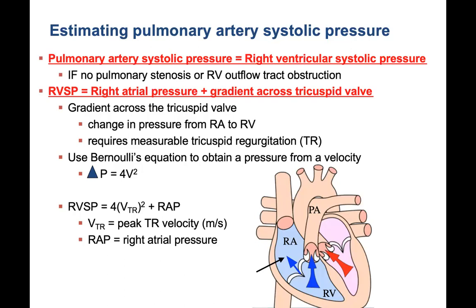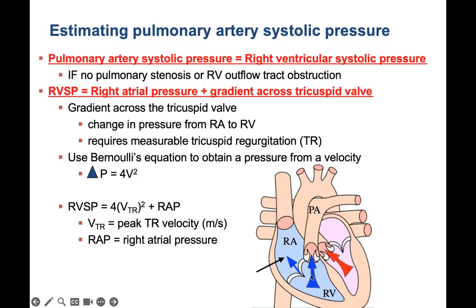This, of course, is assuming there's no pulmonary stenosis or RV outflow tract obstruction. So how do we then calculate the RVSP, or the right ventricular systolic pressure? Well, the RVSP is going to be equal to the right atrial pressure, so the pressure in this chamber, plus the gradient, or the change in pressure, across the right atrium and the right ventricle. We're going to get this gradient across the tricuspid valve. This is going to be, again, that change in pressure from the right atrium to the right ventricle.